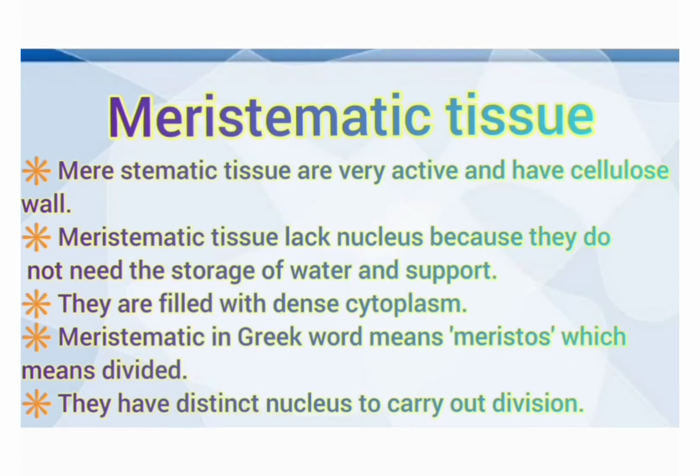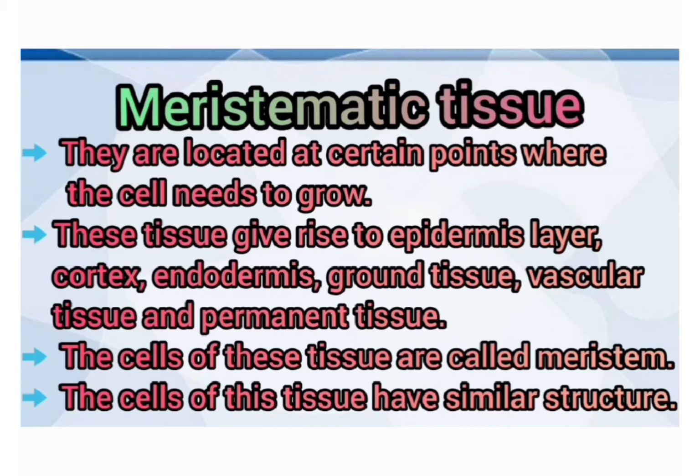Meristematic tissue is very active and has a cellulose wall. Meristematic tissue lacks a vacuole because it does not need the storage of water and support. The cells are filled with dense cytoplasm. Meristematic in Greek comes from the word meristos, which means divided. They have a distinct nucleus to carry out division.